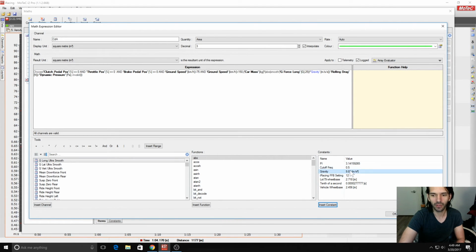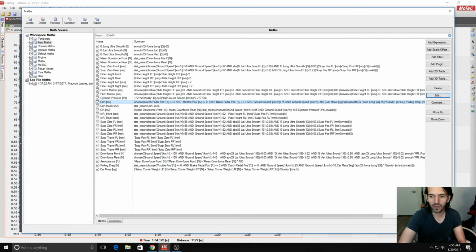I made a constant for the gravity. So for this one checks the drag. It's going to be for when the car is on the coast down test. So then the clutch position, make sure that's at 0, throttle position 0, brake position 0. And if that's true and the speed is between 150 and right now I have it set to 75, then we can calculate, which is the car mass times g long times gravity, and then that's subtracted from the rolling drag, and then that's all divided by the dynamic pressure.